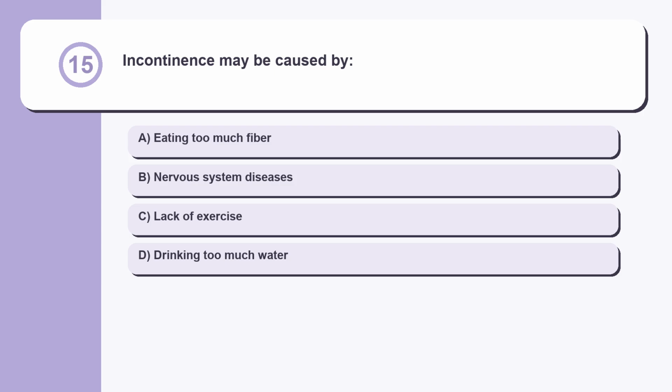Question 15. Incontinence may be caused by eating too much fiber, nervous system diseases, lack of exercise, drinking too much water.